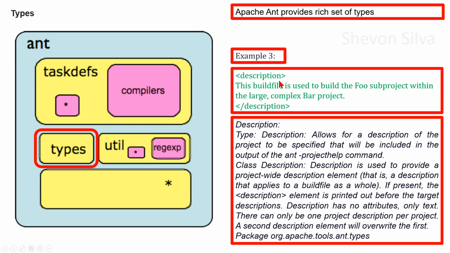If present, the description element is printed out before the target descriptions. Description has no attributes, only text. There can only be one project description per project. A second description element will overwrite the first. This is in the package org.apache.tools.ant.types.